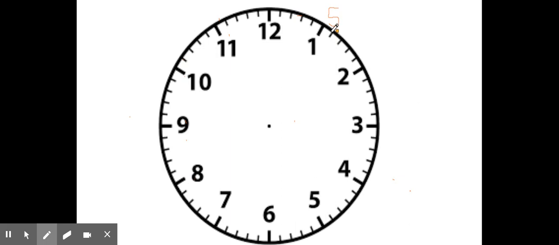Let's keep counting. 6, 7, 8, 9, 10. This next thick black line is 10 minutes. 11, 12, 13, 14, 15. When we get to the 3, it's 15 minutes, which people also say is a quarter after. We'll talk about that more on another day. 16 minutes, 17 minutes, 18 minutes, 19 minutes, 20 minutes.